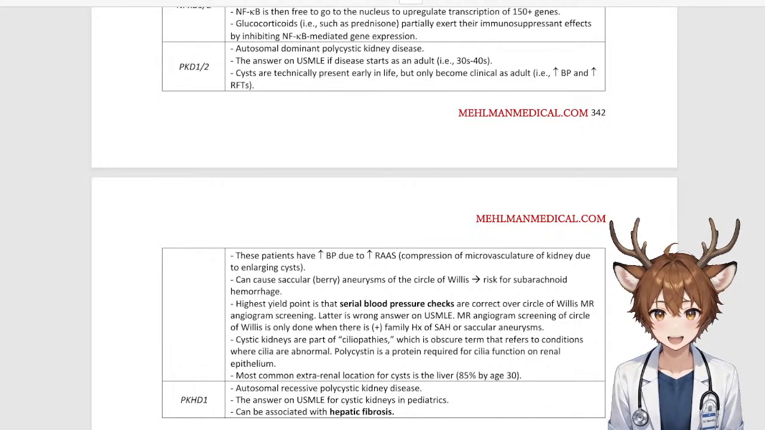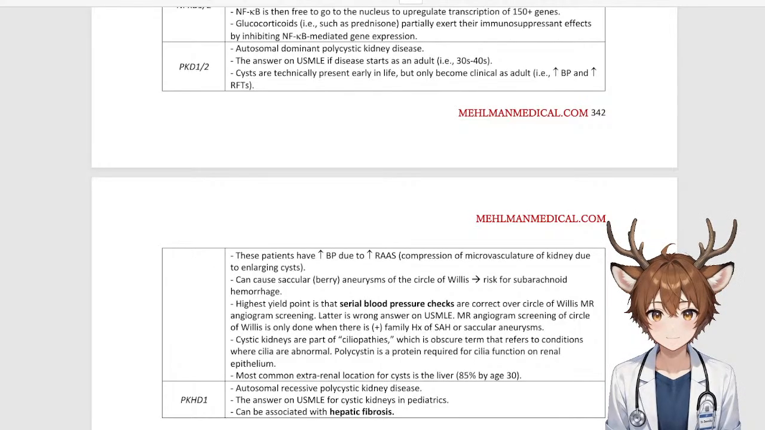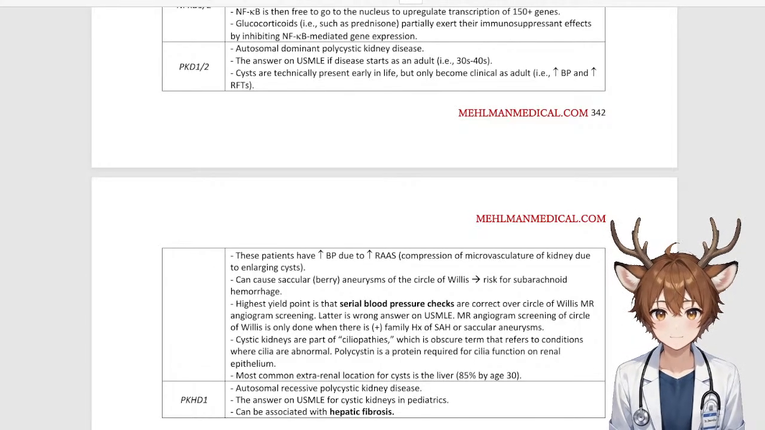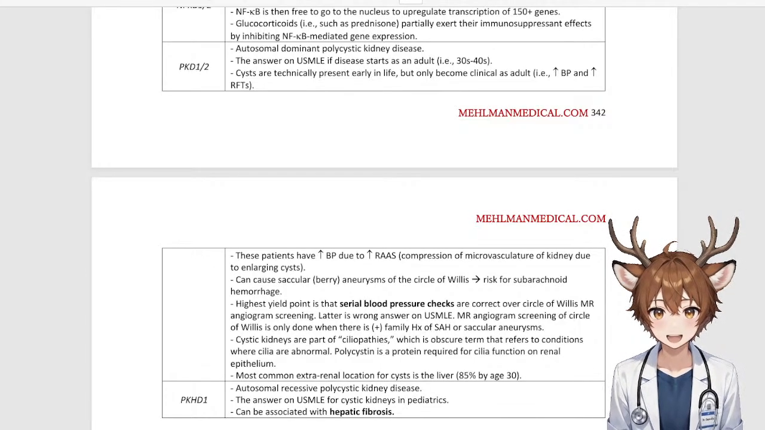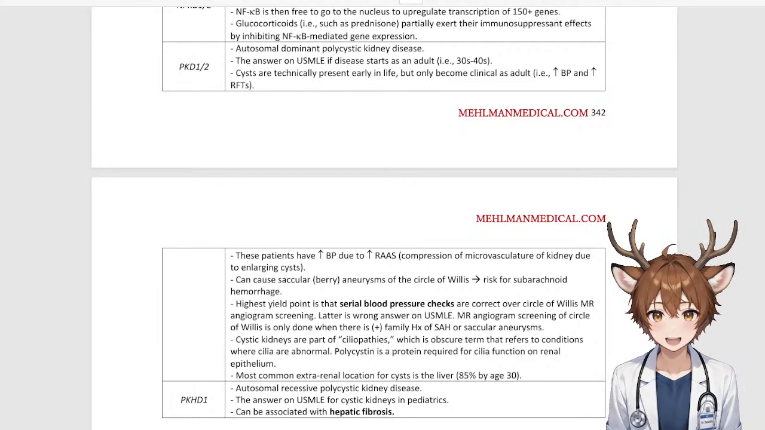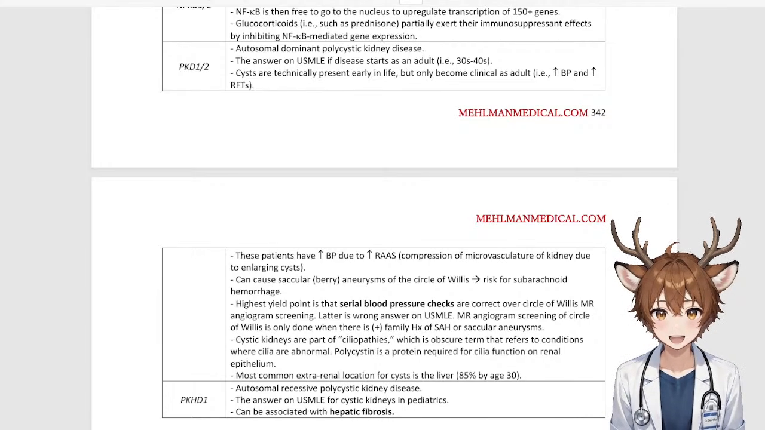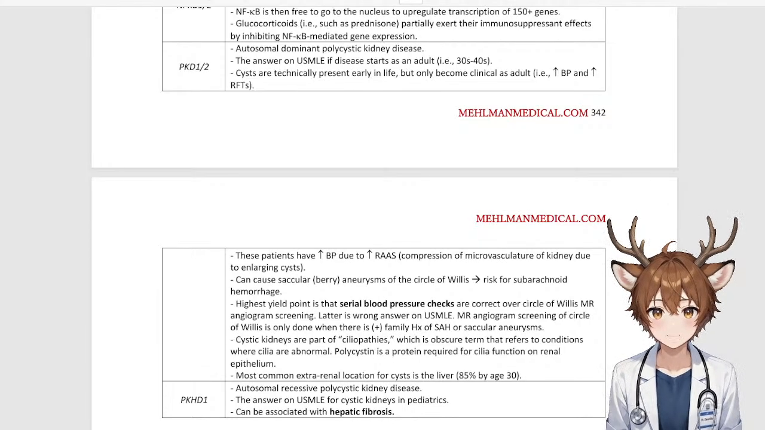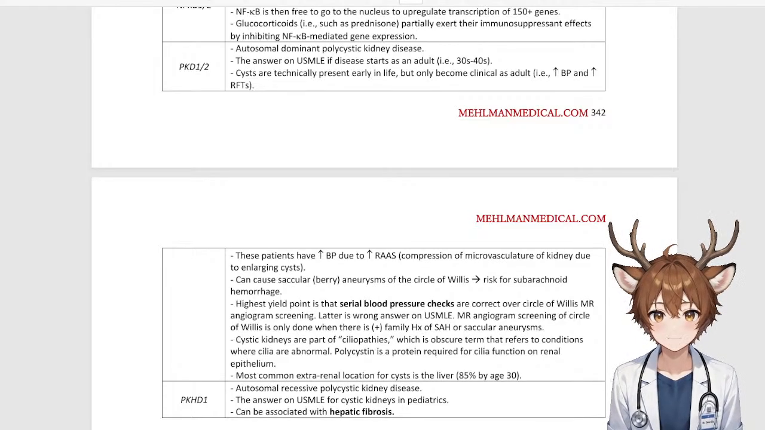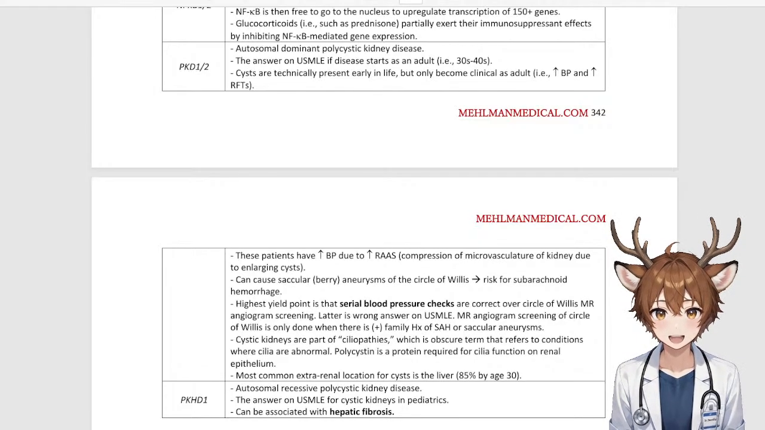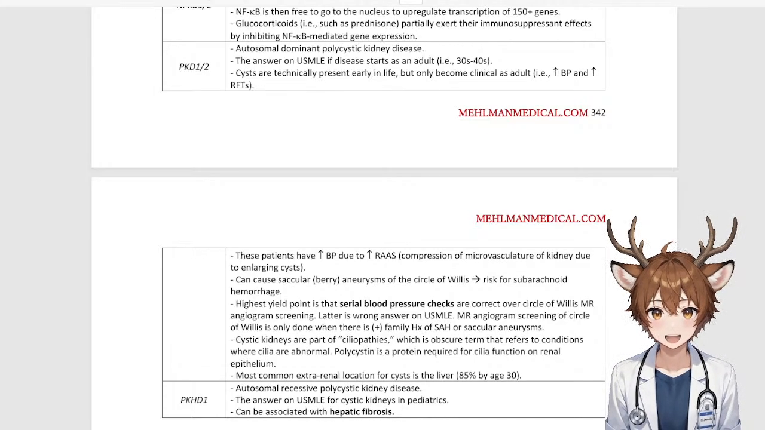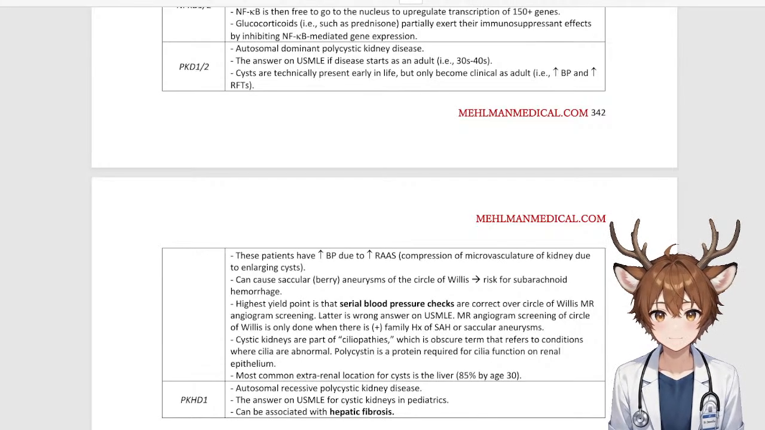PKD1/2, autosomal dominant polycystic kidney disease. The answer on USMLE if the disease starts as an adult, i.e. 30s and 40s. Cysts are technically present early in life, but only become clinically relevant as an adult, i.e. elevated blood pressure and elevated RFTs. Basically, the cysts continue to develop as time progresses, but you don't notice the problem until you're in your 30s or 40s. And at that point, it looks quite ugly.